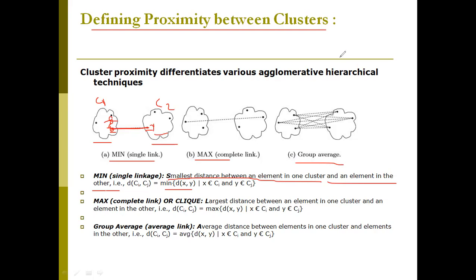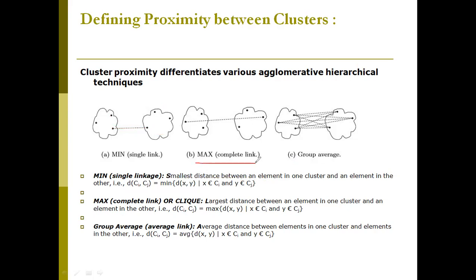Coming to the next one, what is the second one? The second one is maximum proximity. It is the opposite of the minimum one, which means it is the calculation of the largest distance between the two clusters. The largest distance between one element in one cluster and another element in another cluster is called max proximity. Previously we used a minimum function, now we use a maximum function between x and y.